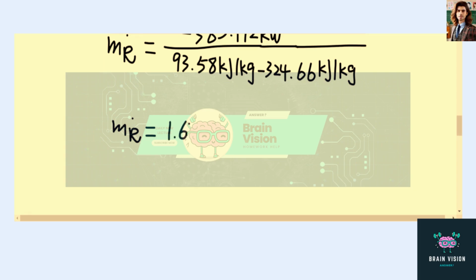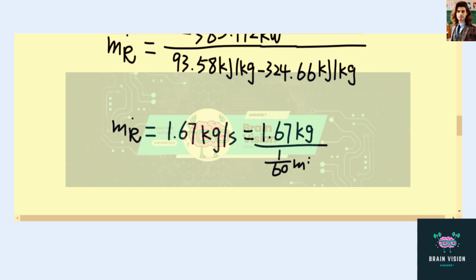This will give us the mass flow rate for the refrigerant 134A of about 1.67 kilogram per second. If we convert it to kilogram per minute, it is 1.67 kilogram over 1/60 minutes, since we know 1 second is 1/60 minutes, and this will give us a mass flow rate of about 100 kilogram per minute. And this is the answer for this question.